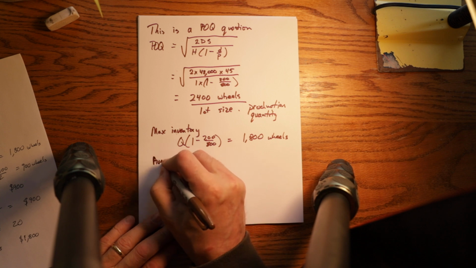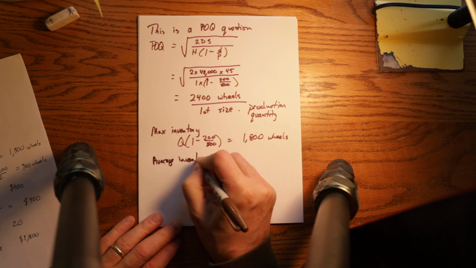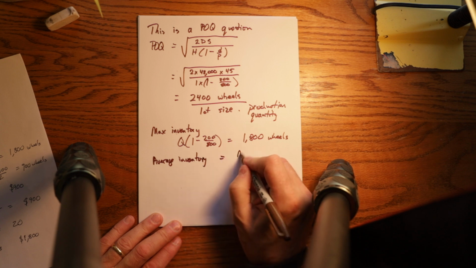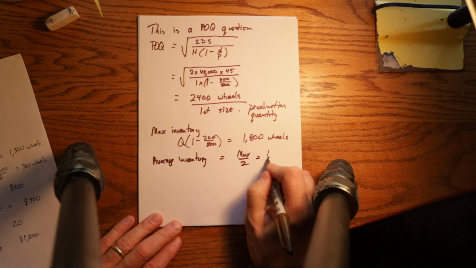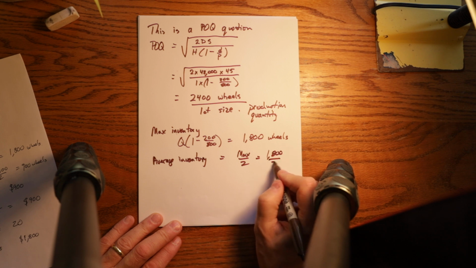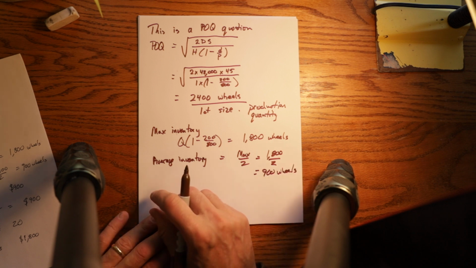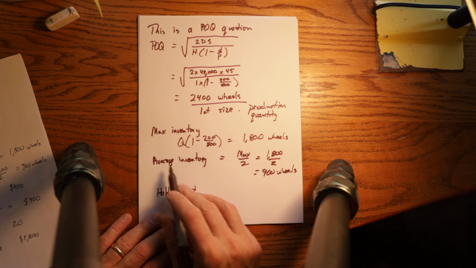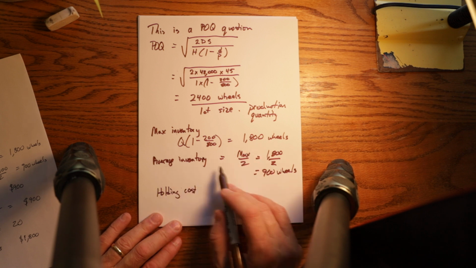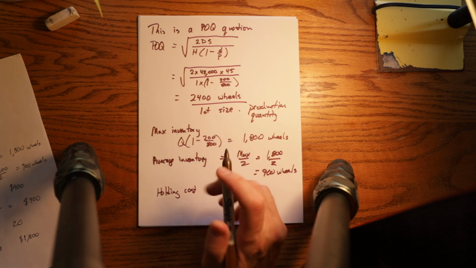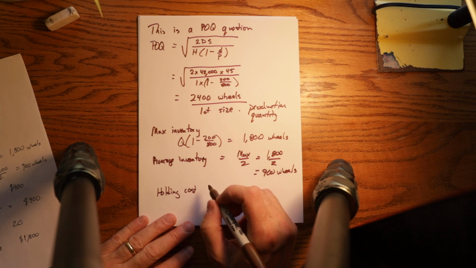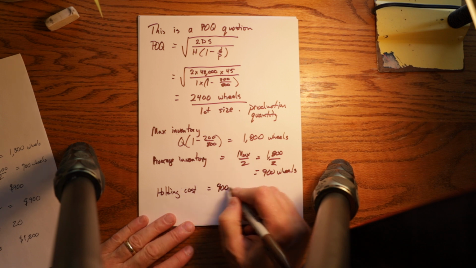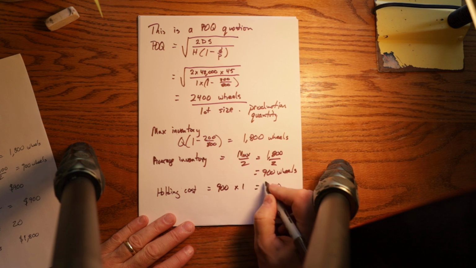So then average inventory equals max over 2, which is 1,800 divided by 2, which is 900 wheels. The 1,800 is the most that you will ever have in inventory. So then your holding cost: average inventory is 900. That's the average you have over time, which you use for holding cost, which is equal to 900 times 1, which is $900.